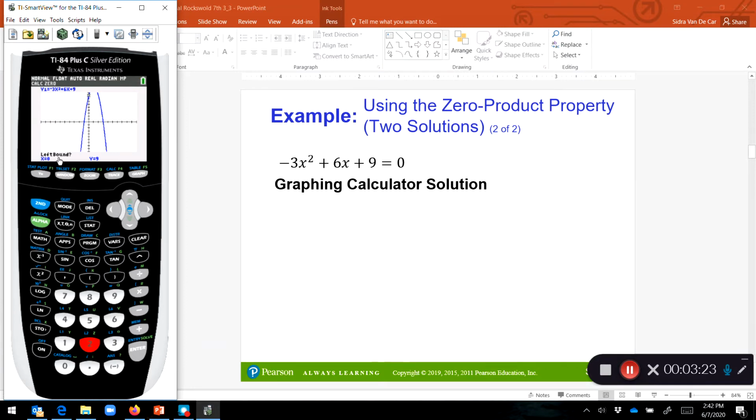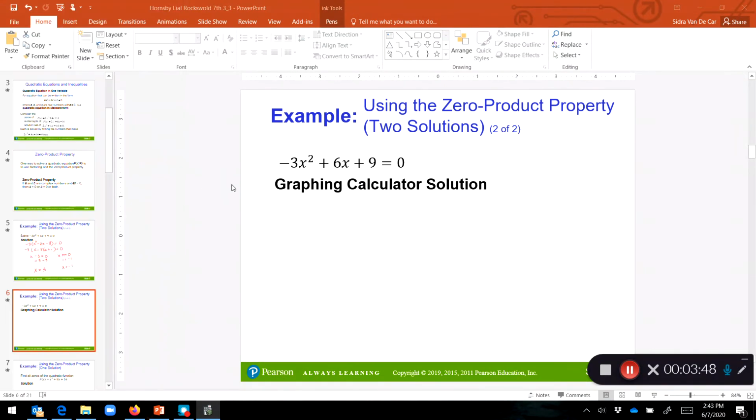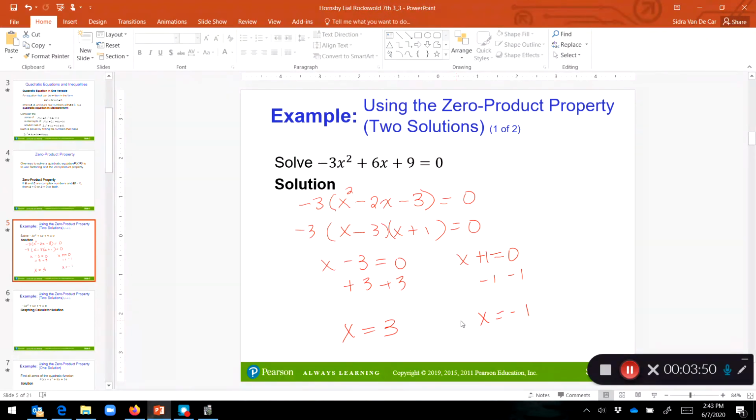So the first thing it asks you for is a lower bound. So we want to move to the left of the first zero. Hit enter to mark the lower bound. And then the right bound, move to the right of the zero. And then give it a guess to start calculating, and it tells you that that zero is at negative 1. And then I would repeat that process again, putting the left bound over here and the right bound over here to find the second zero. And we see that that matches what we found here, the negative 1 and the 3.